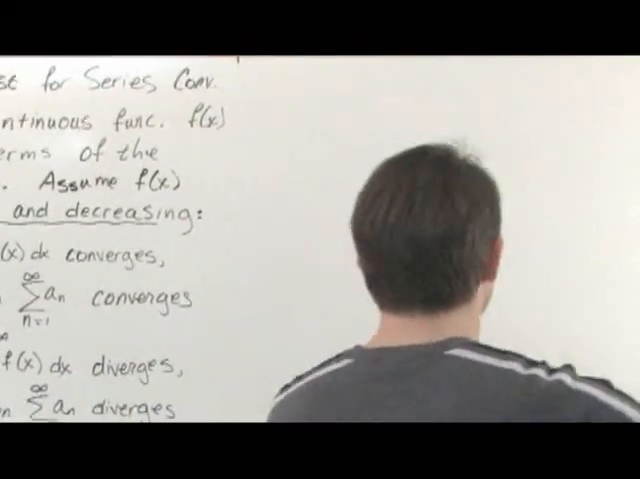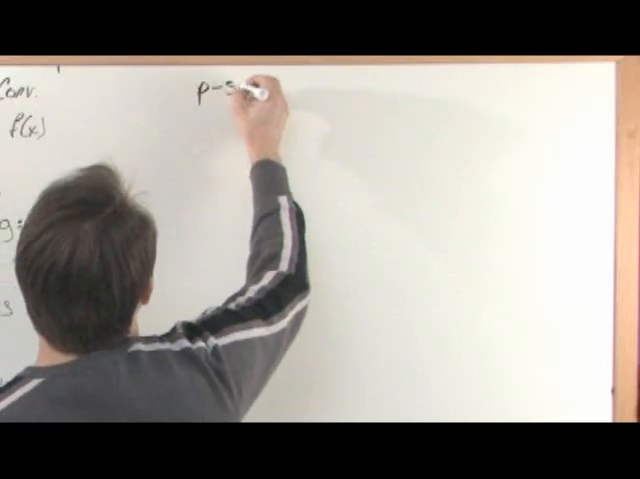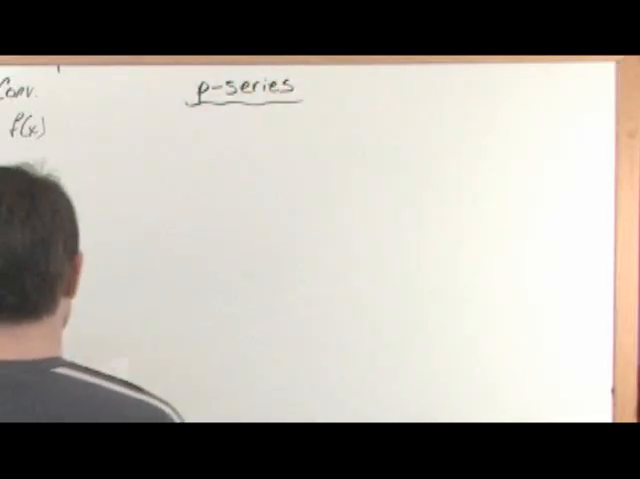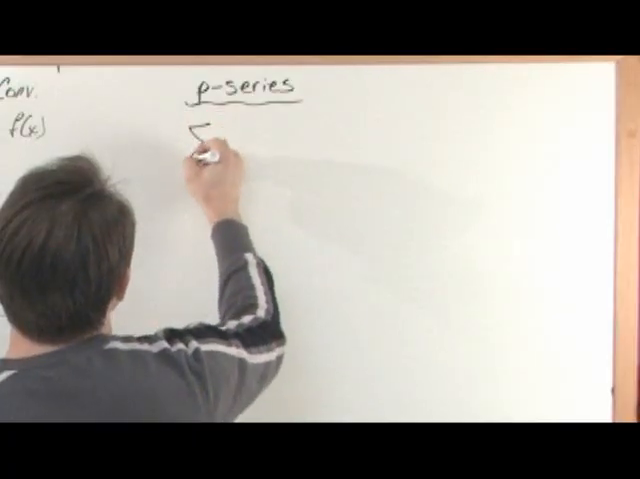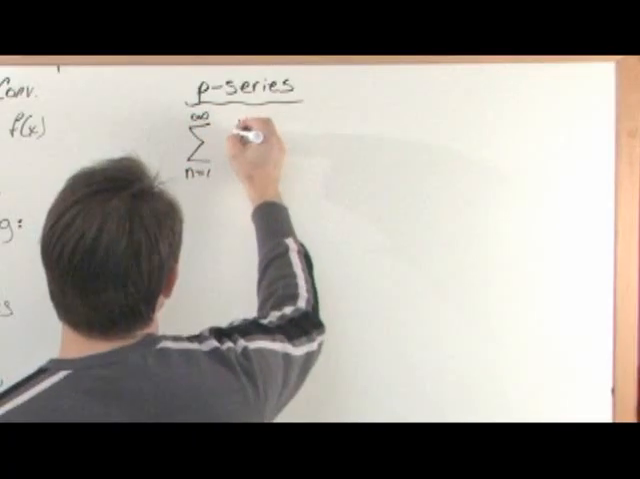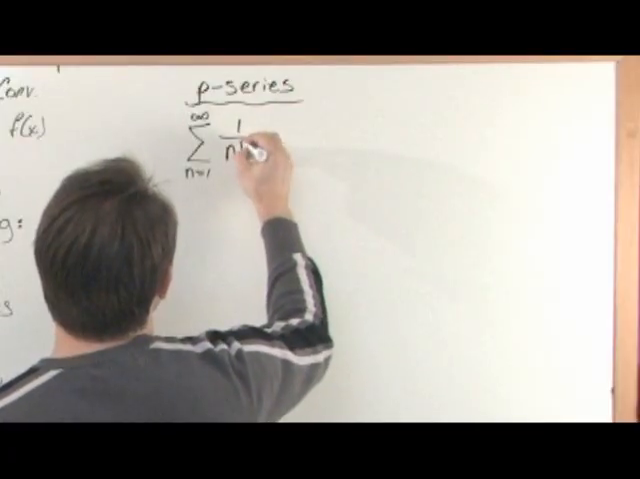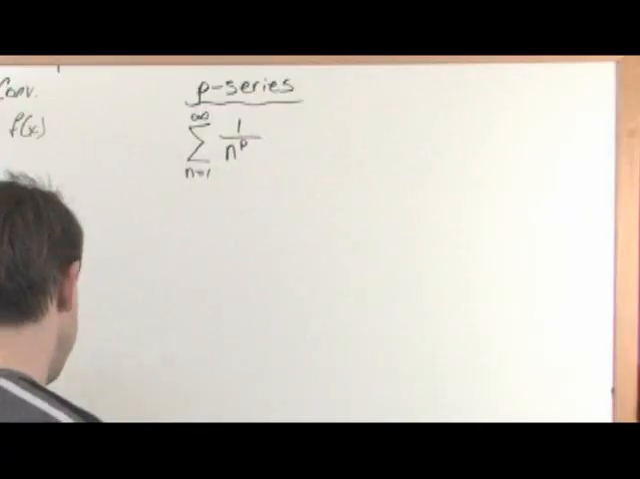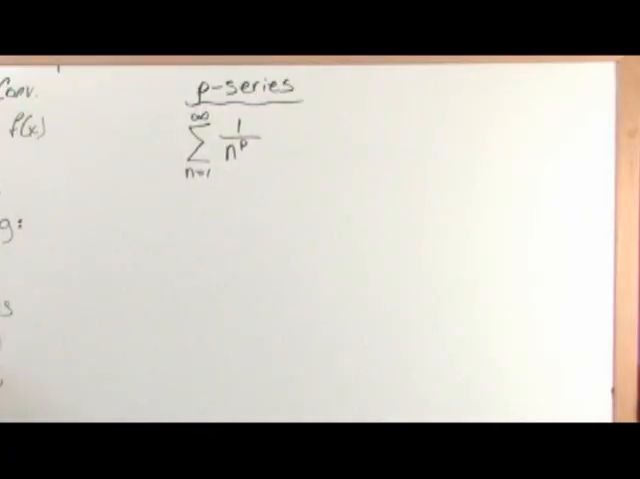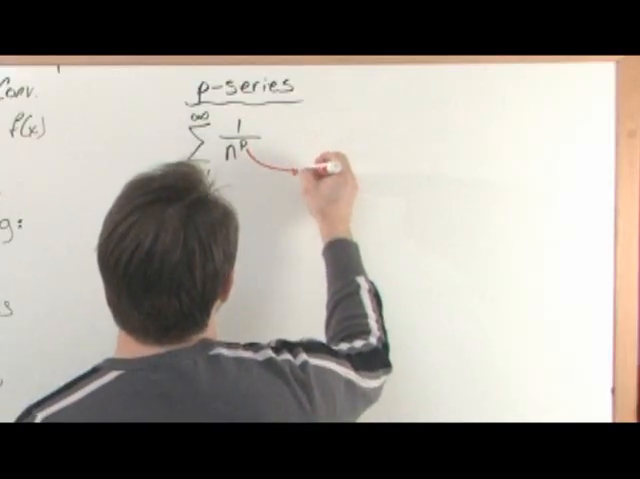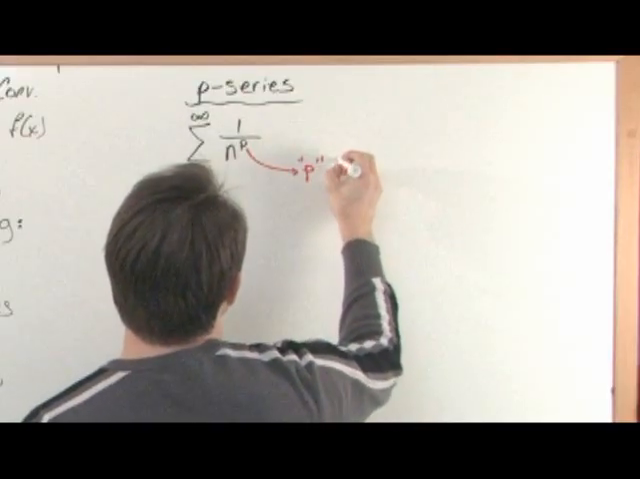Okay, so we're going to talk about something called the P series. You'll see why we call it that in a second. It's pretty simple, but the P series looks like this. The sum from n equals 1 to infinity of 1 over n raised to the power of p. Now I think you see why it's called the P series. P is a number, okay? In fact, I'm going to write that down to make it explicit. P is just a number.